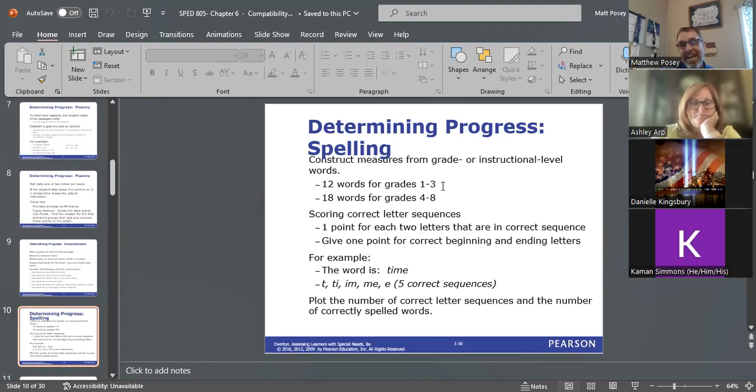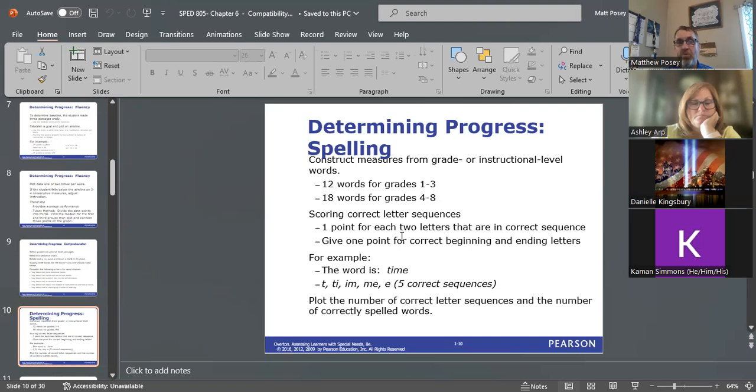Okay, haven't actually had very many choose that. Usually reading or math are the 2 most popular ones. So you can construct measures from grade or instructional level. You have 12 words for grades 1 through 3, maybe 18 for grades 4 through 8. So the thing on this is you go in and score correct letter sequences. So you give 1 point for each 2 letters that are correct in a sequence. Okay. Give 1 point for correct beginning and a correct ending. So we're doing them in sequence.